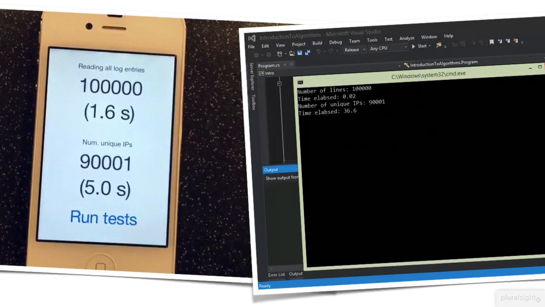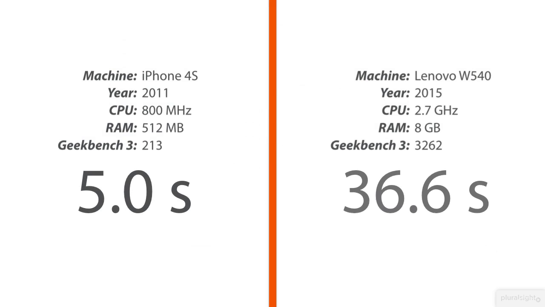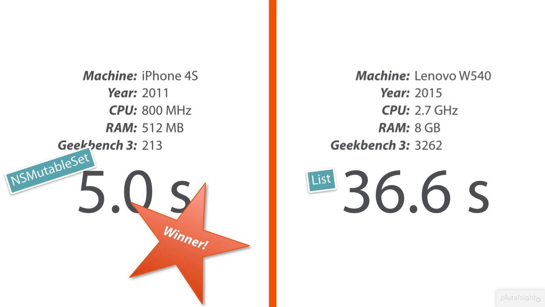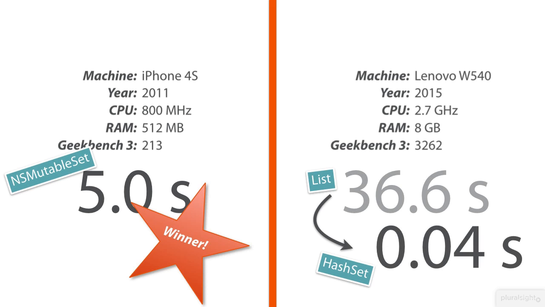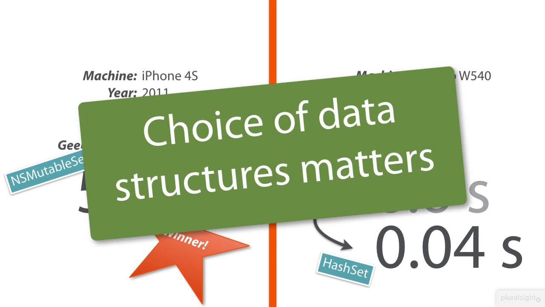36.6 seconds. So the iPhone won this competition despite being much less capable in terms of hardware. We used an NSMutableSet on the iPhone and a list on the laptop. If we, however, use a hash set on the laptop instead, which is equivalent to the NSMutableSet on the iPhone, the laptop solves the problem using only 0.04 seconds. So the main point here is that the choice of container or data structure really matters when designing a problem solution.